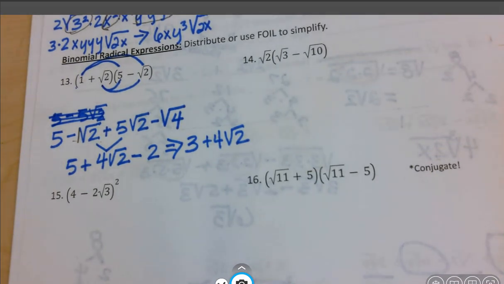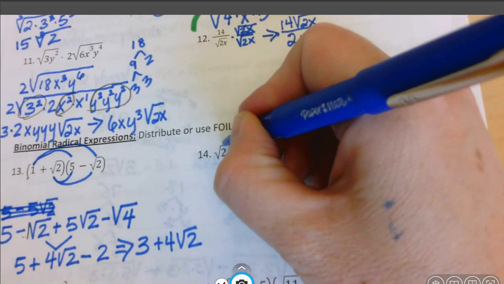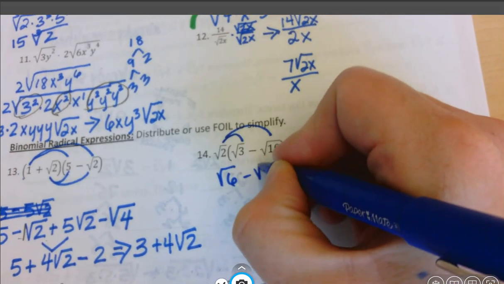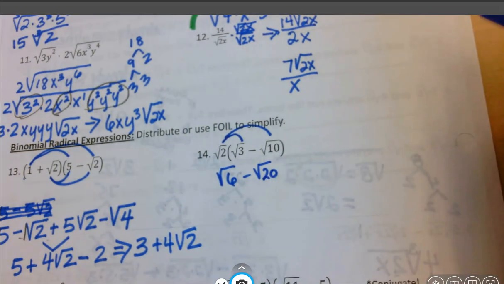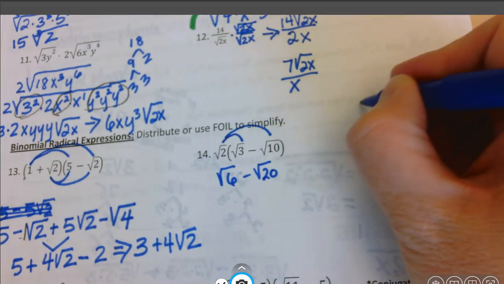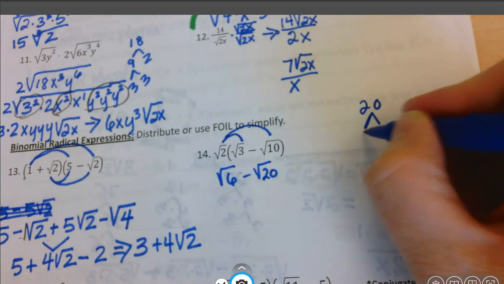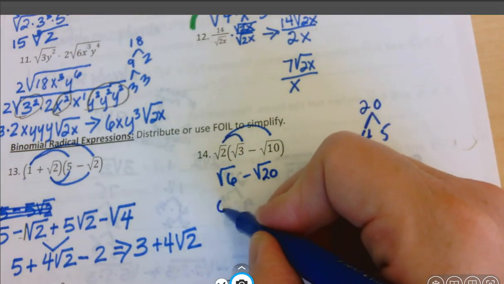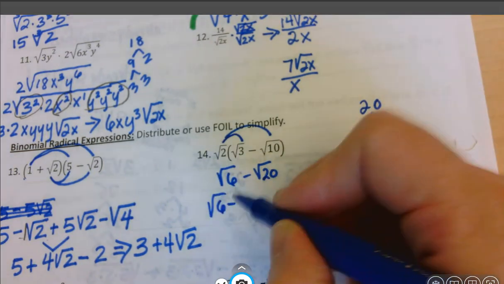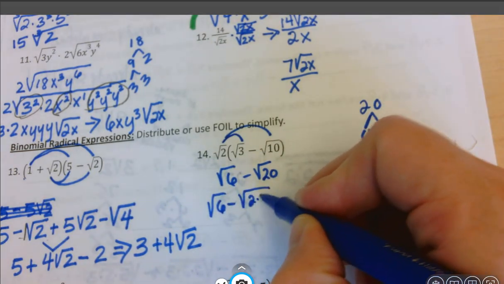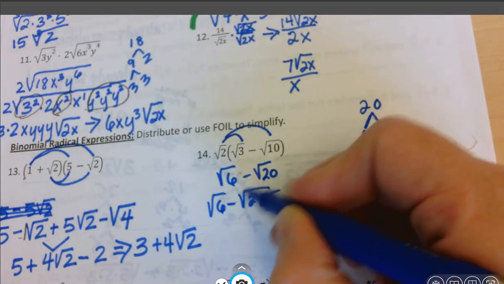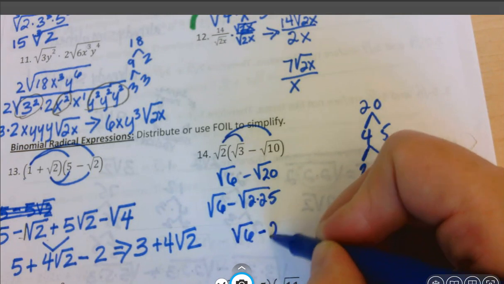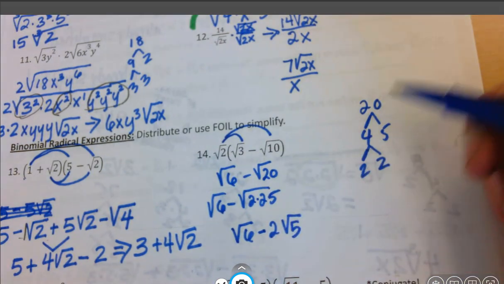Okay, so I'm just going to go over these quickly. In this one, we distributed the root 2. We got root 6 minus root 20. They're not like terms, but I can simplify root 20. I'm going to make a factor tree. 4 times 5, 2 times 2. So I have root 6 minus square root of 2 times 2 times 5. The square root of 2 times 2 can come out, so that's going to be root 6 minus 2 root 5.